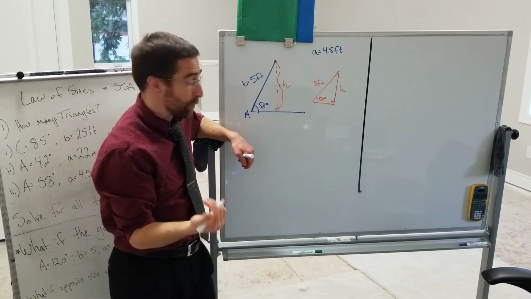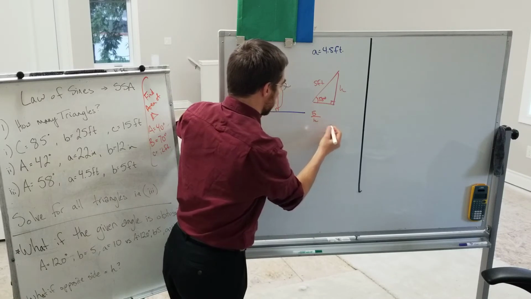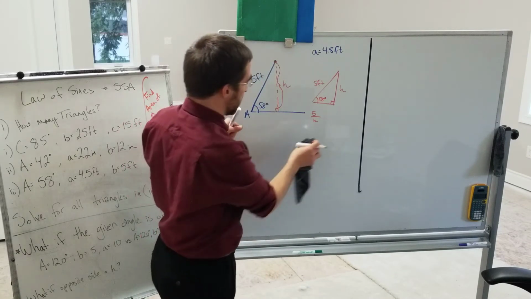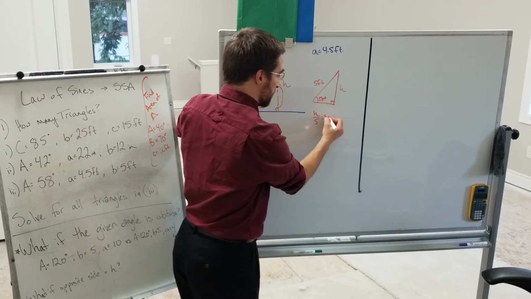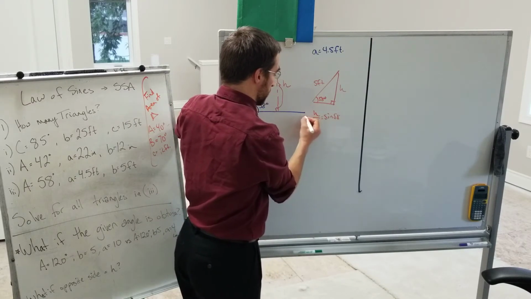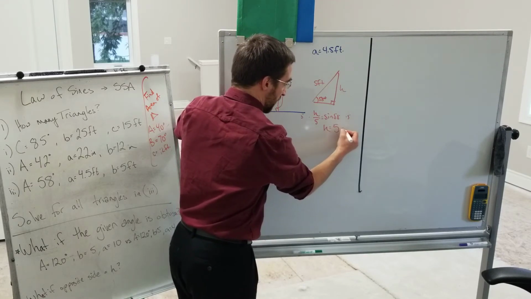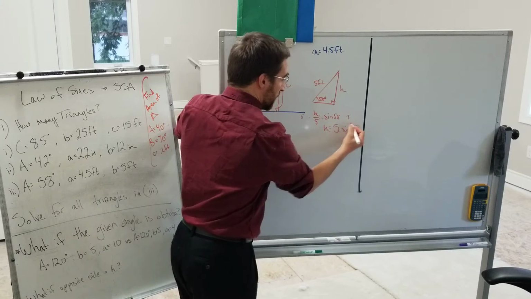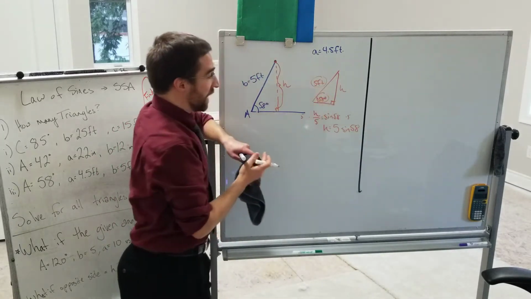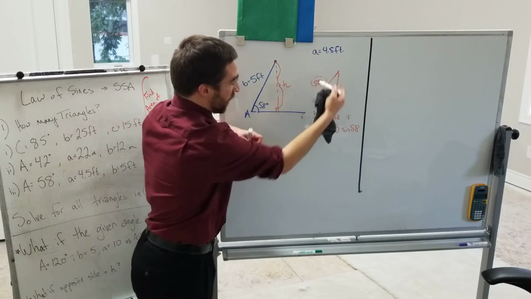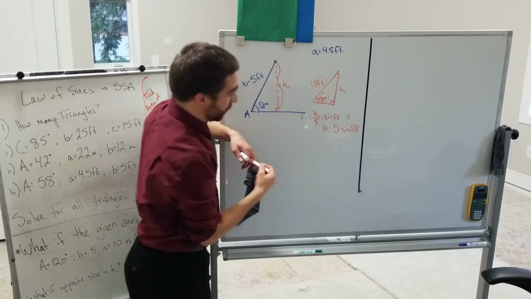Just like with the last problem, we're gonna say opposite over hypotenuse. h over 5 equals sine 58. We're going to multiply by 5 on each side. And h is 5 sine 58. And the height's always going to equal this side times the sine of that angle. Whenever you draw that diagram, it's always going to work out that way. You can skip to this step if you want.